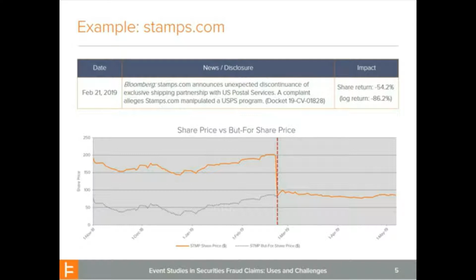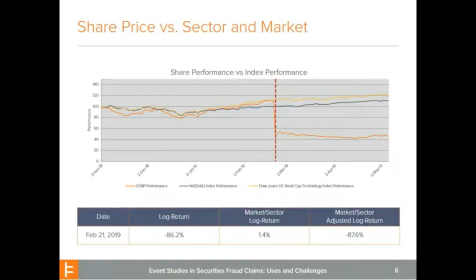So anyway, carrying on with the Stamps.com example, we've got this big dramatic drop in share price, and we know that much of this has to do with this disclosure, this omission, this failure to inform shareholders that this partnership with the USPS was not actually happening. So there might also be other effects affecting the price as well.